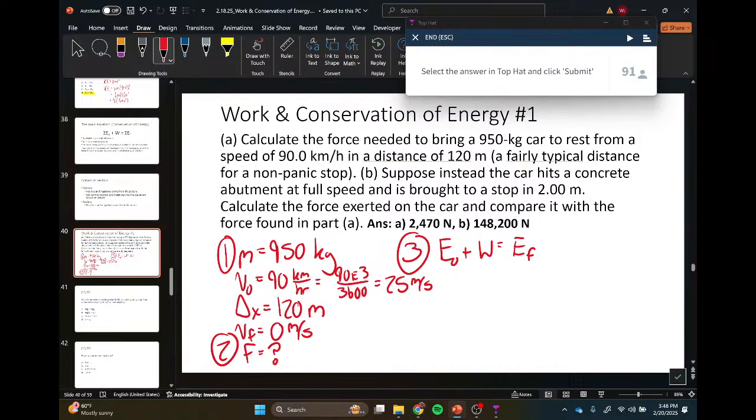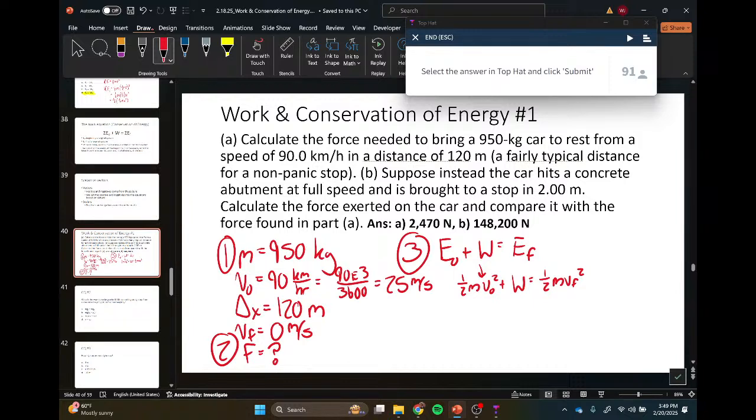All right, so we have our equation. I've only taught you one type of energy, kinetic energy. So in this case, we have our energy initial plus our work equals our energy final. There are other types that will show up, but for now, that's the only type. So we just put those in there.